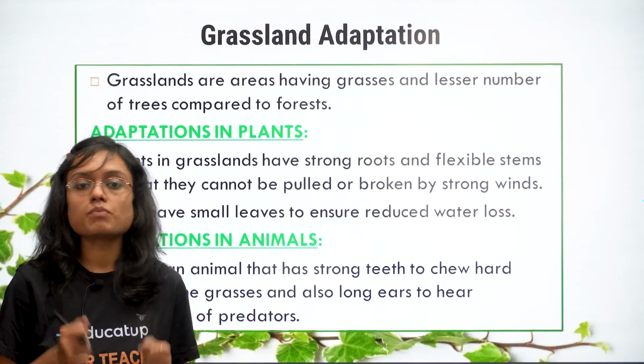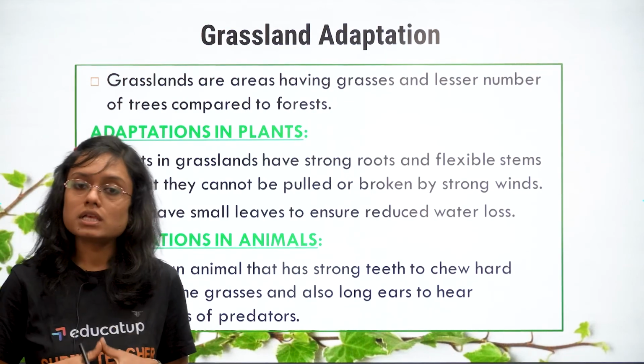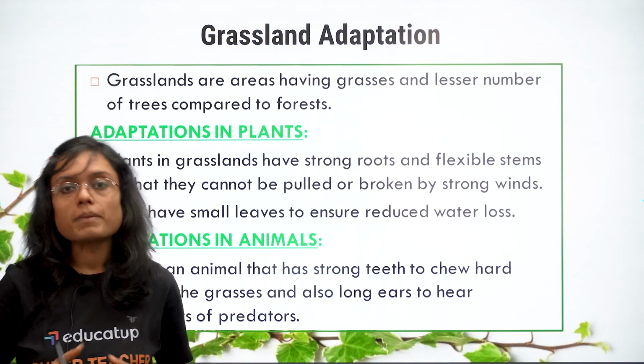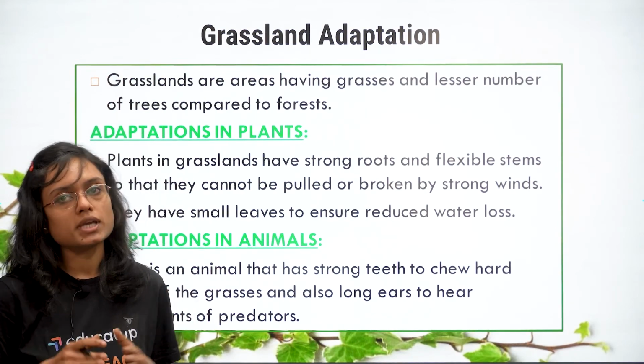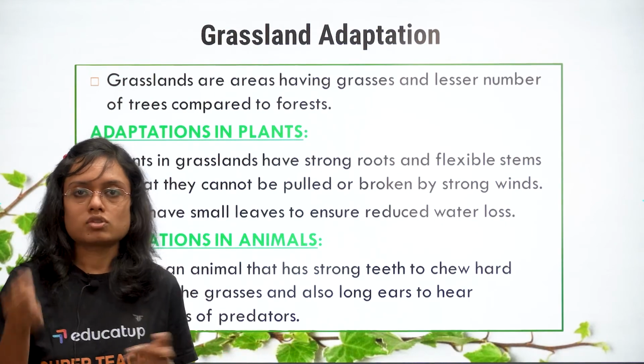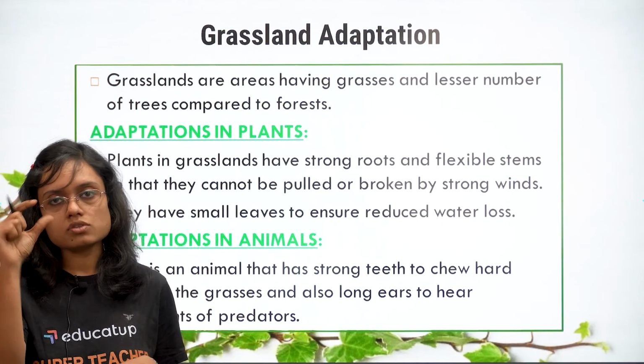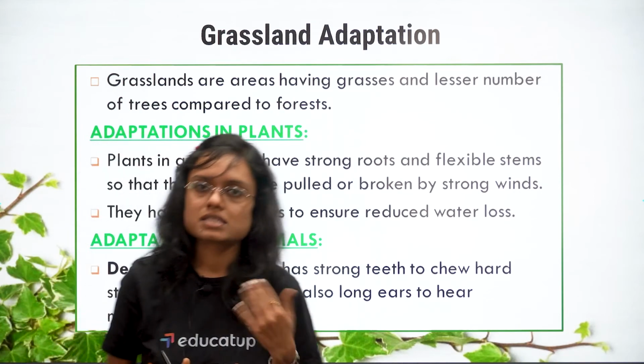ठीक है, उनके stems बहुत strong होते हैं. They have small leaves to ensure that कम से कम पानी उनसे reduce हो, यानी कि transpiration का rate कम रहे, because trees तो हैं नहीं जो उनको shade देंगे. They are open under the sun, so that is why small leaves are there so that transpiration rate is less and they can survive for long.